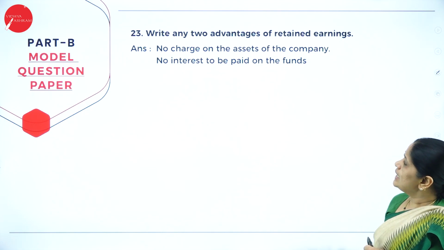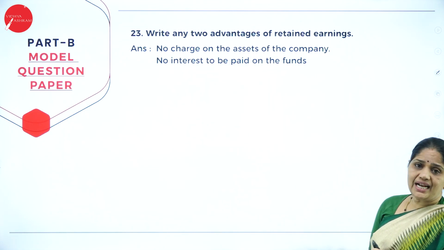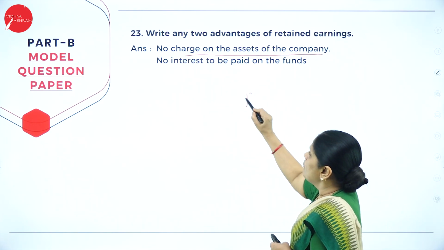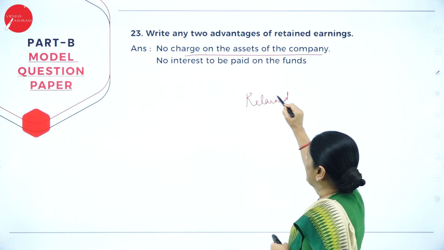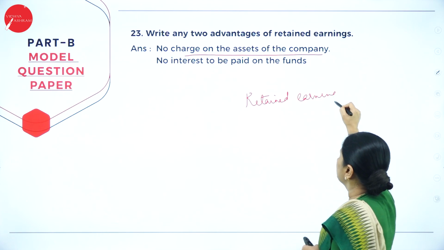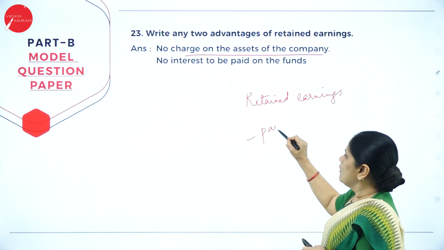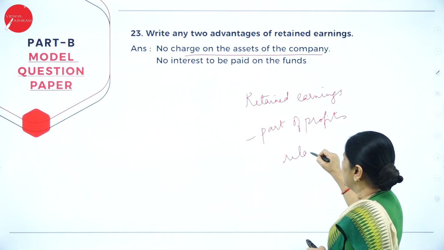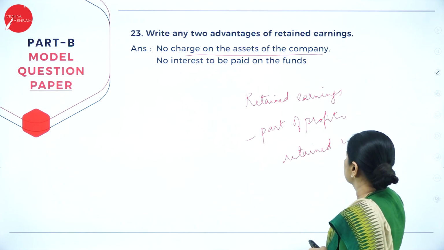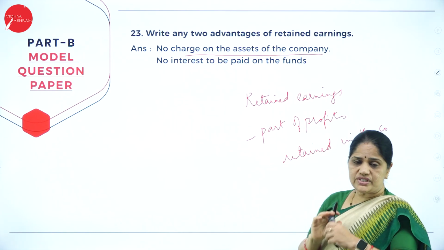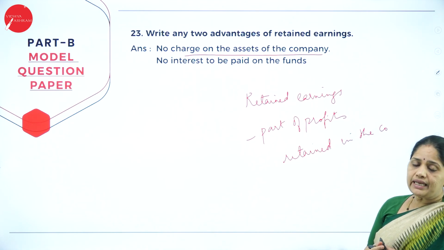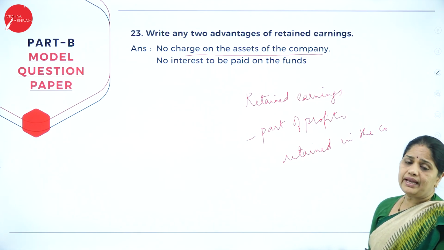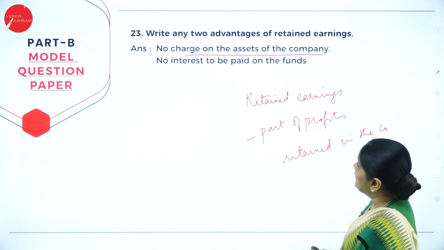Then next question, write any two advantages of the retained earnings. So there will be no charge on the assets of the company. Now what are retained earnings? It is a part of the profit which is retained by the company. So part of profits which are retained in the company are called retained earnings. They are the part of the profits which are not distributed as dividend. It will be kept in the company, so that we call it retained earnings. So you need not pay any interest on the funds which are retained earnings.